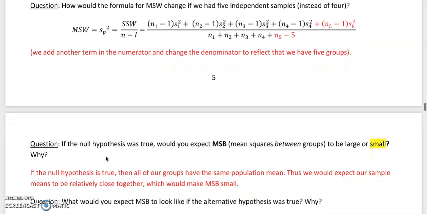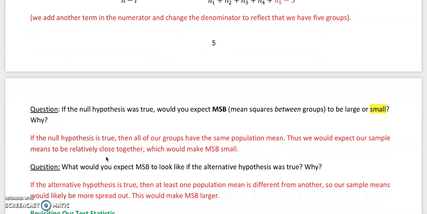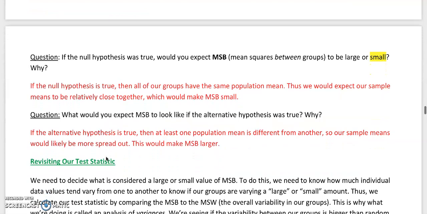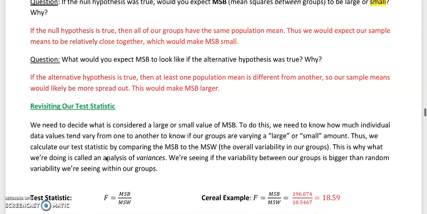On the other hand, if the alternative hypothesis is true, at least one of our population means is different from another, maybe more than one, maybe all of them. And so there's no reason that our sample means would necessarily have to be close to each other. So large mean squares between seems like it matches up more with our alternative hypothesis, and small mean squares between seems like it matches up more with our null hypothesis. But there's still the issue of what constitutes a large value and what constitutes a small value. And that's actually where the mean squares within really helps us out.